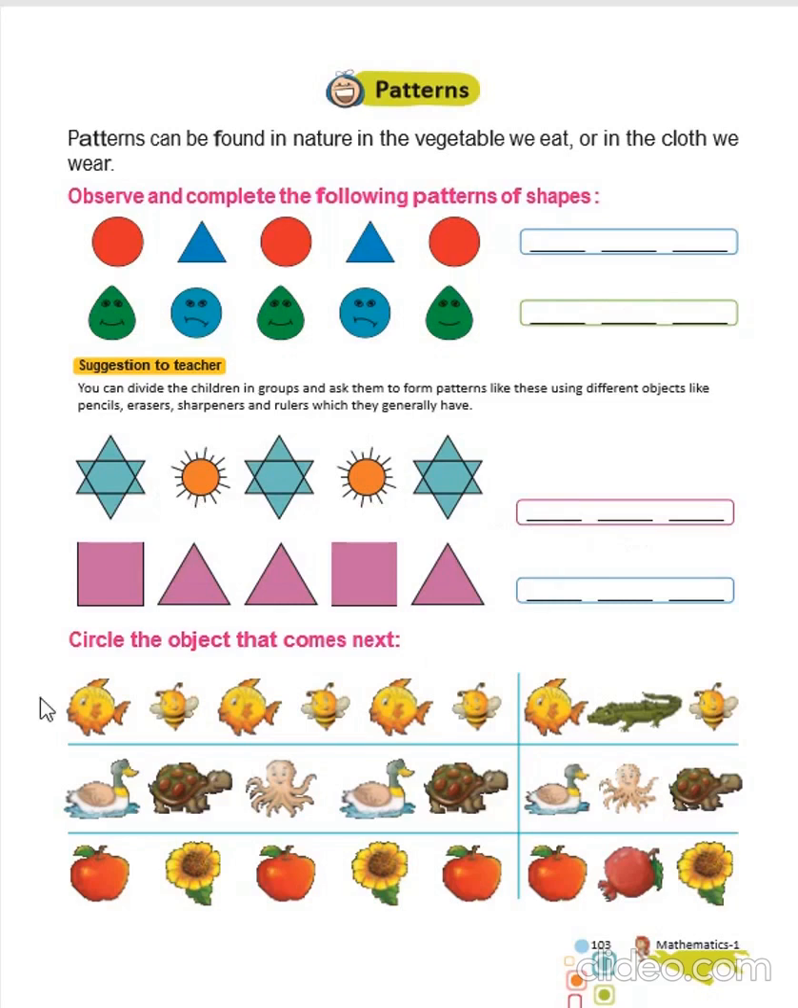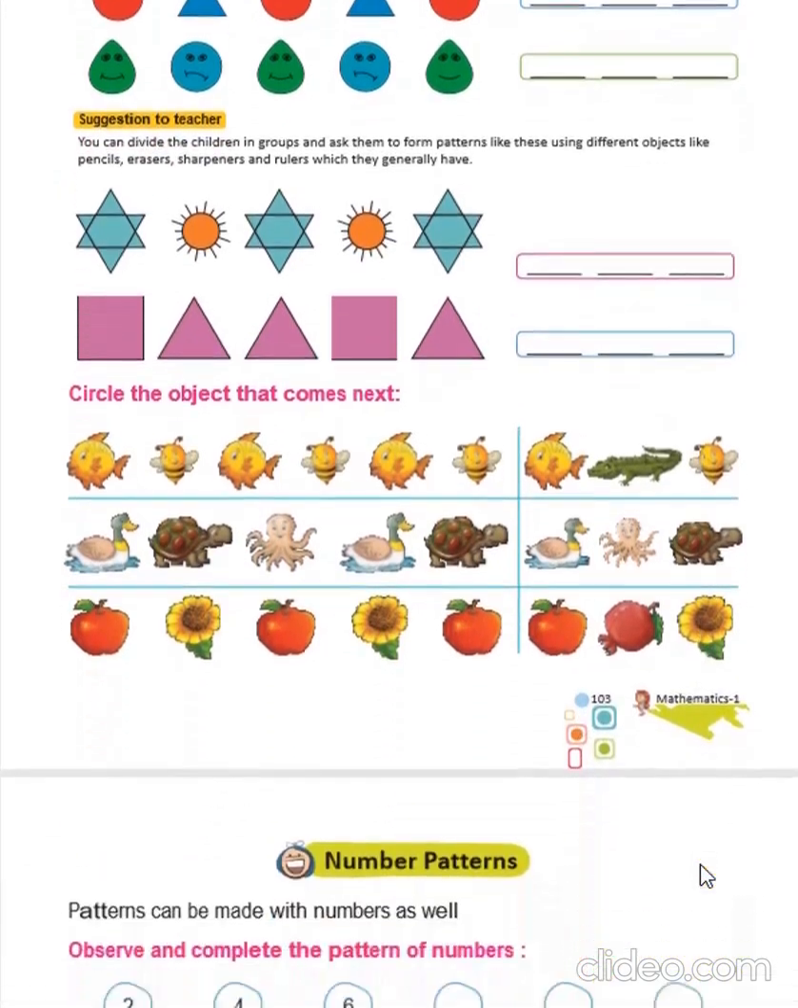Now come to this exercise. Circle the object that comes next. A big fish, a small fish, a big fish, a small fish, a big fish, a small fish. Then a big fish will come. Duck, then tortoise, then octopus. Duck, then tortoise, then octopus should come. An apple, then a sunflower, an apple, then a sunflower, an apple, then sunflower should come.